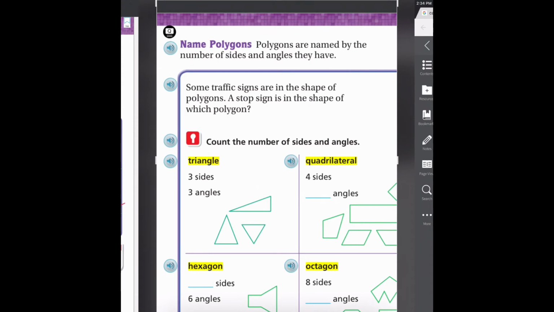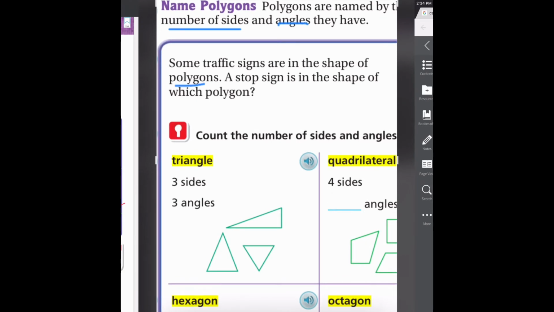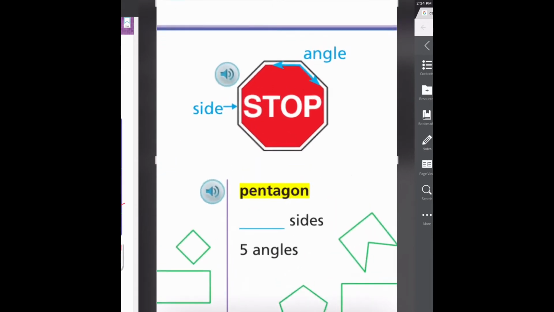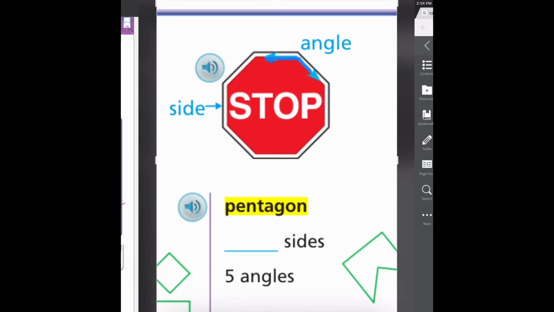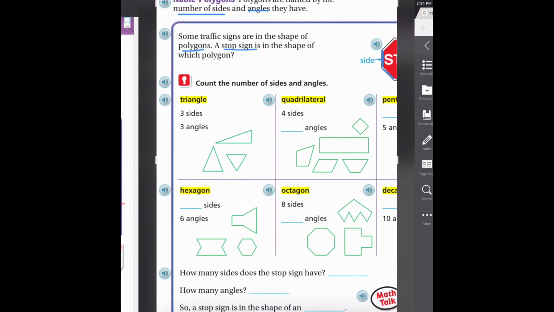Polygons are named by the number of sides and angles they have. Some traffic signs are in the shape of polygons. A stop sign is in the shape of which polygon? So here we have angles and sides. Side, side, side, right? Lots of sides on a stop sign. Well, let's take a look at how we can name our polygons.